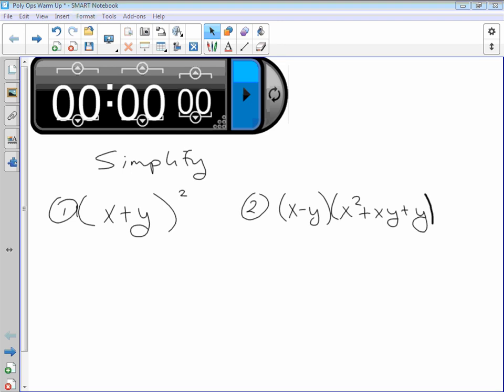Hopefully this is a big fat review of algebra 1. Bethlehem, any luck with number 1? I got x squared. You got x squared plus y squared? I bet a lot of people got x squared plus y squared.